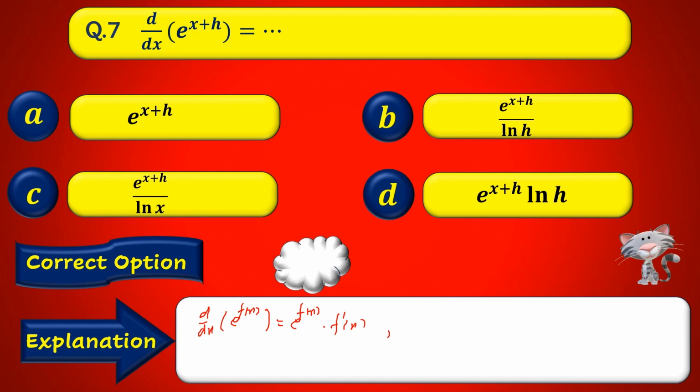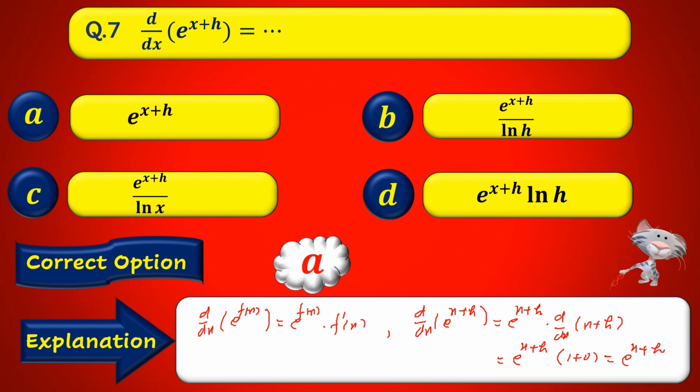So we apply this formula to dv by dx of e^(x+h), and it becomes e^(x+h) into the derivative of x plus h. So it becomes e^(x+h) into 1 plus 0, and it becomes e^(x+h). So the correct option is option A.